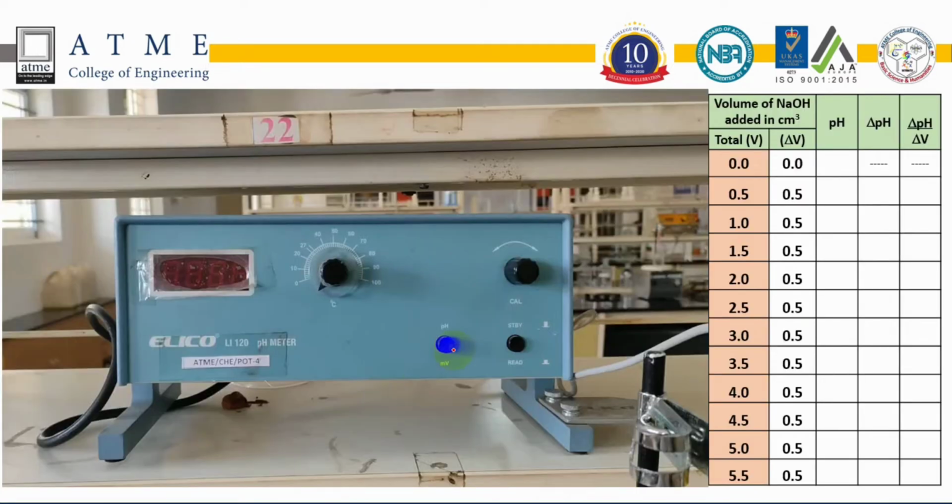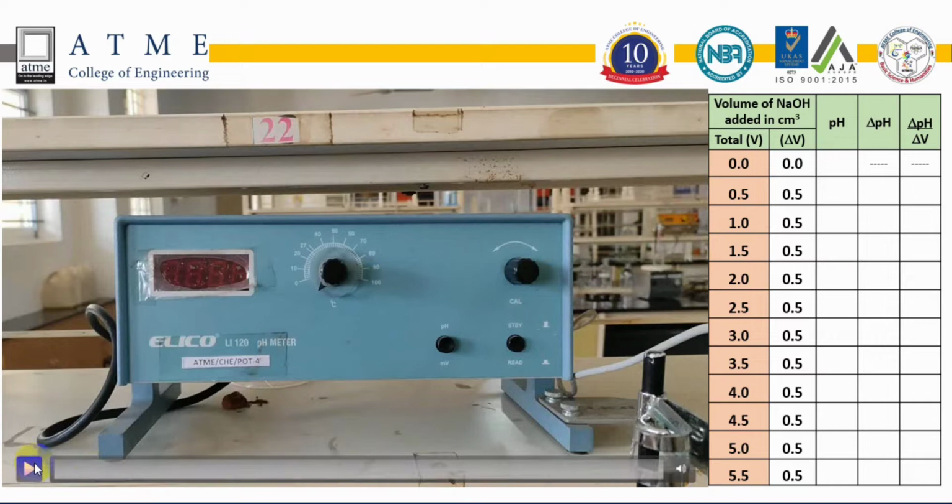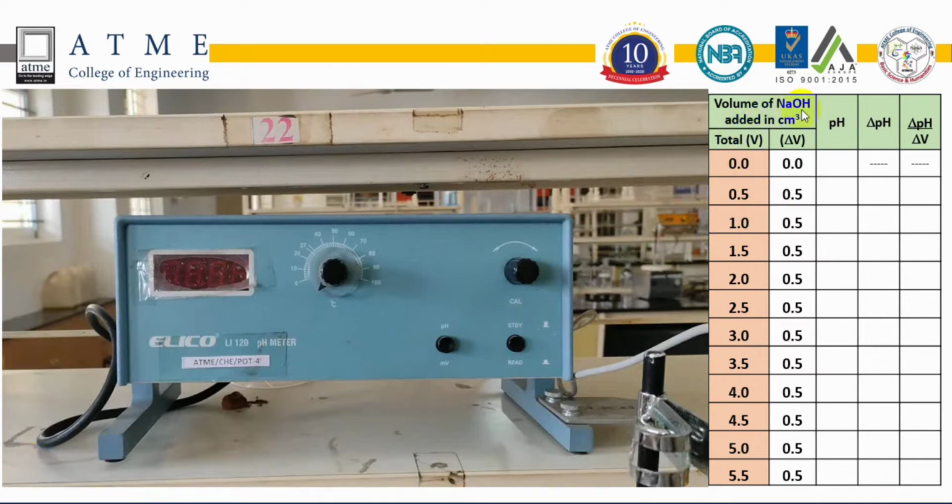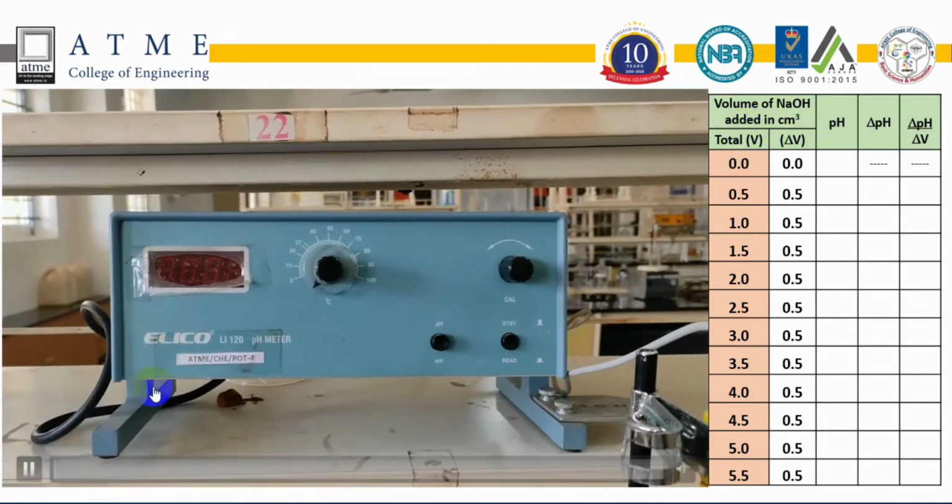Let us see the experimental demonstration followed by the tabulation. This is the tabulation part. You can see here the volume of NaOH added in cm cube from the burette, and the pH is recorded using a pH meter. So this is the instrumentation part.